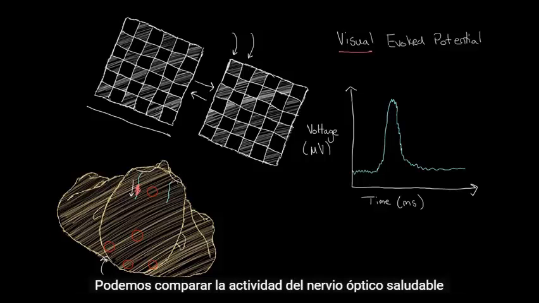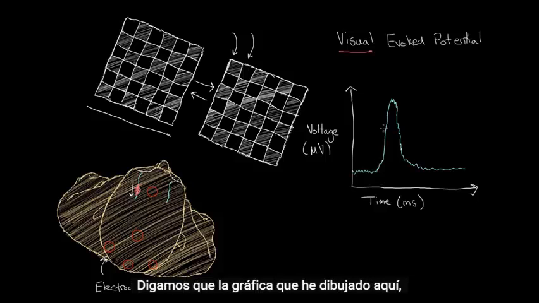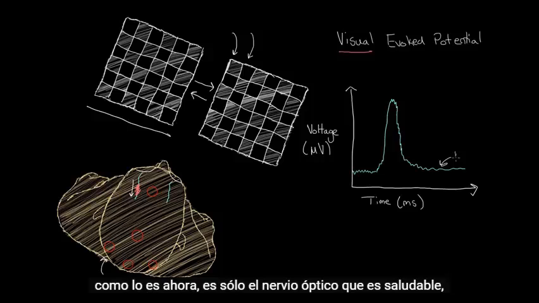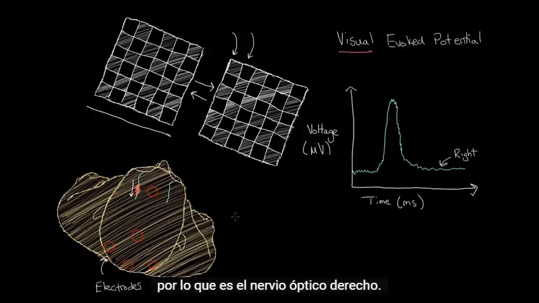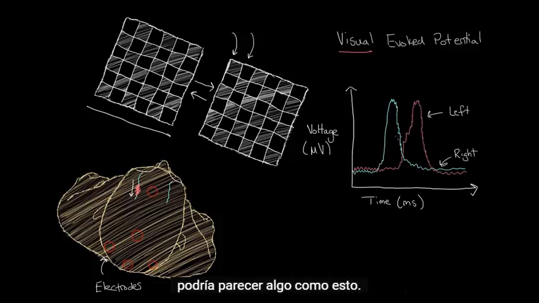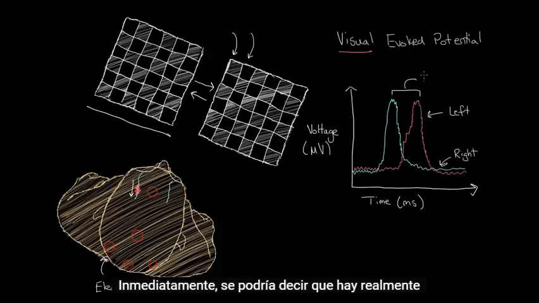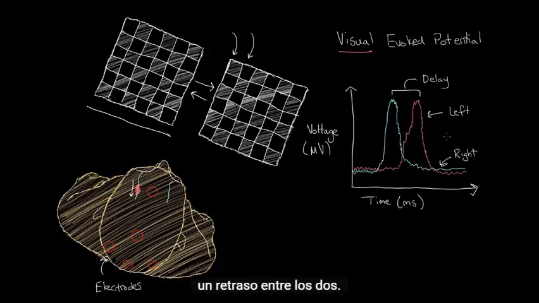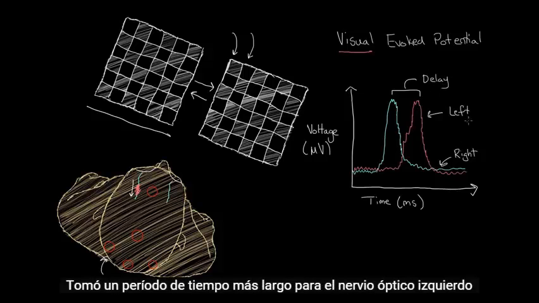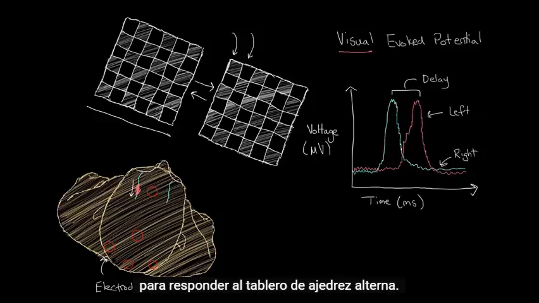We can compare activity from the healthy optic nerve to activity from the damaged optic nerve. So let's say that the graph that I've drawn here, as it is now, is just the optic nerve that's healthy. So it's the right optic nerve. And then you look at the electrical activity from the left optic nerve. It might look something like this. Immediately, you can tell that there is actually a delay between the two. It took a longer period of time for the left optic nerve to respond to the alternating checkerboard.